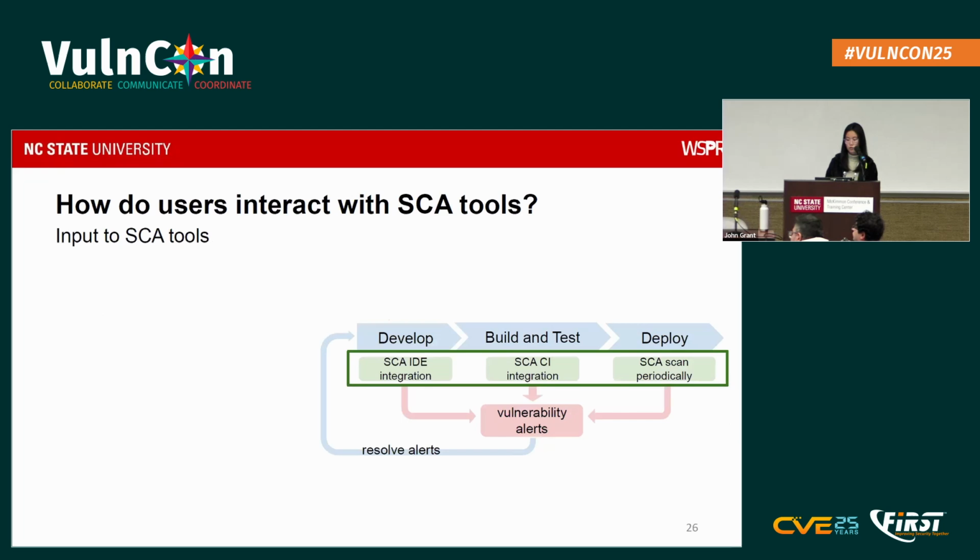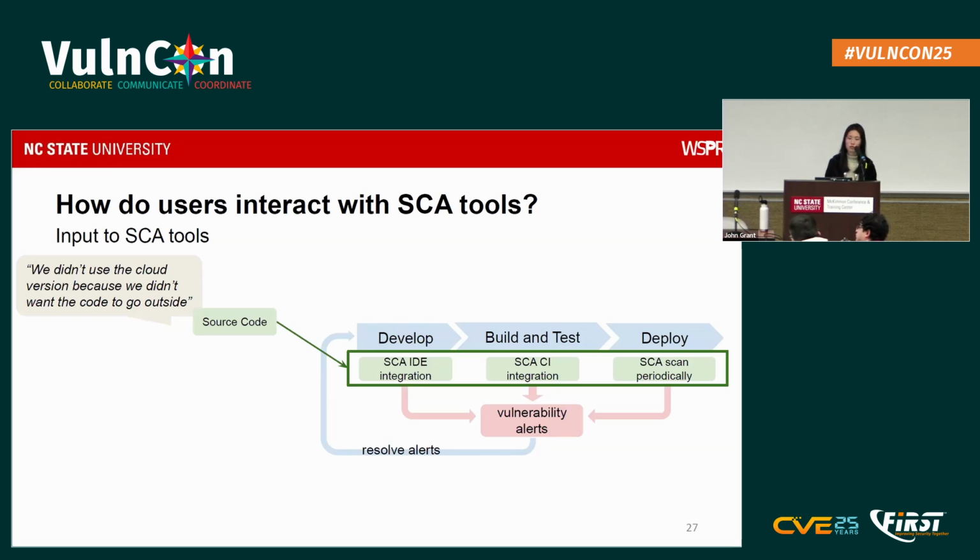All right. When we were asking participants about how they use these tools, we observed 3 different inputs to SCA tools. The first one being source code. This was the most common. The majority of SCA tools take your entire application, look at everything in there, and then identify software components.